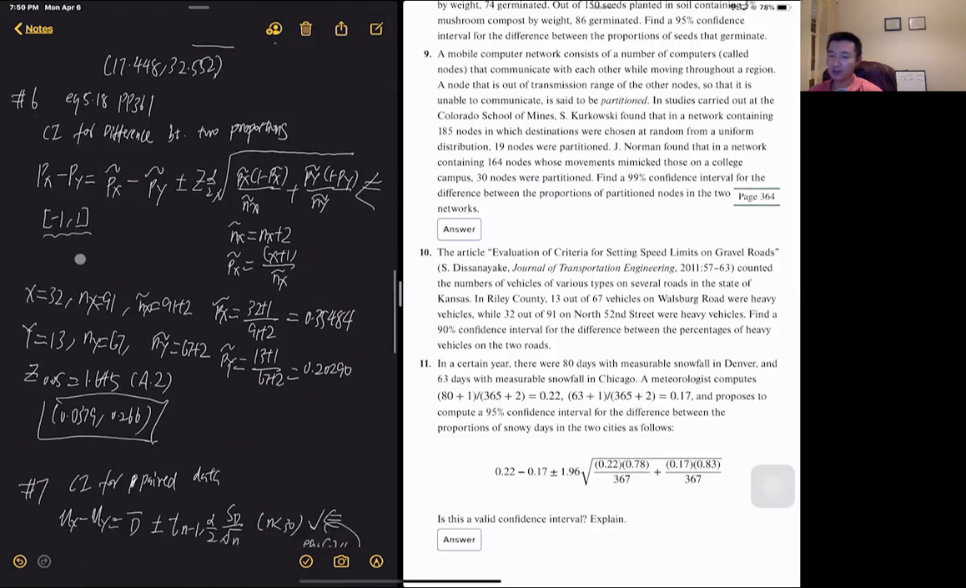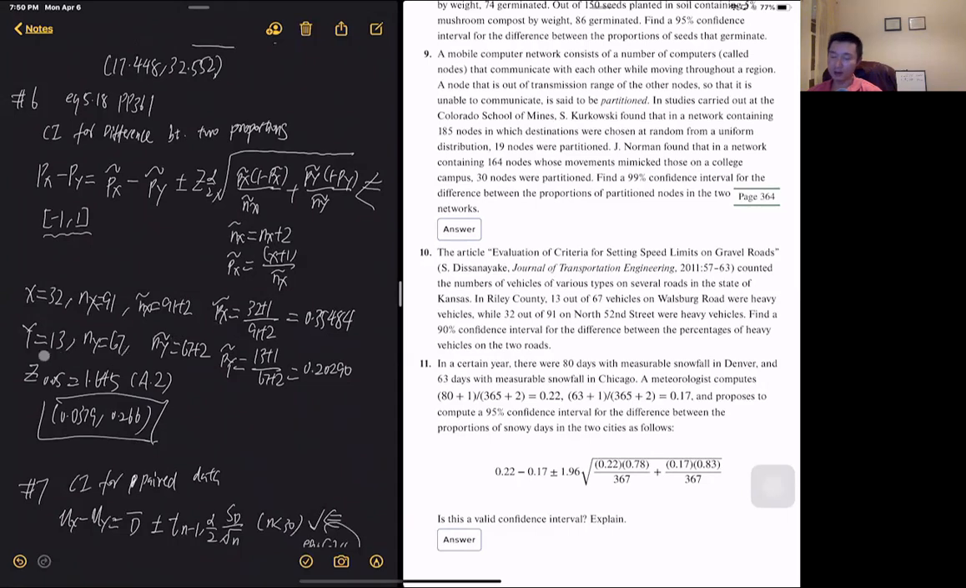Based on this equation, for the first one, 32 out of 91, the sample size is 91 and 32 of them. So nx plus 2 is 91 plus 2, and modified px is 32 plus 1 over 91 plus 2, based on that equation. So we calculate modified px.